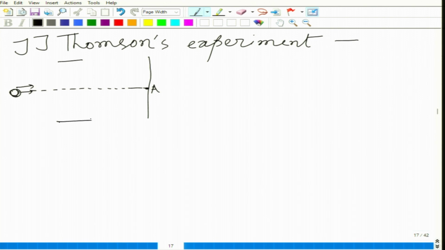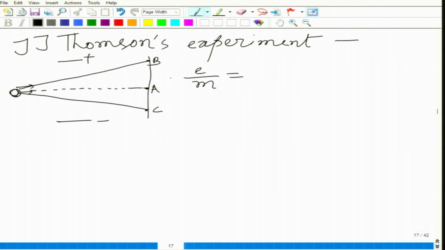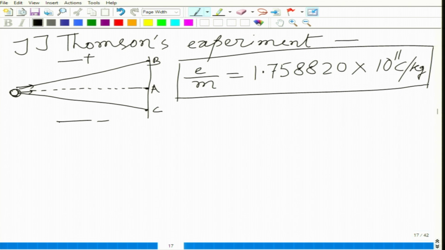When an electric field was introduced, since the electrons were negatively charged, they deflected towards the positive electrode and hit the wall at a point B. Similarly, when a magnetic field was introduced, the deflection was in the opposite direction, at C. From this experiment, the derivation of which I had explained in the last lectures, the charge to mass ratio of the electrons was obtained, which was 1.758820 into 10 raised to the power of 11 coulomb per kg. So, this was the charge to mass ratio of the electrons.